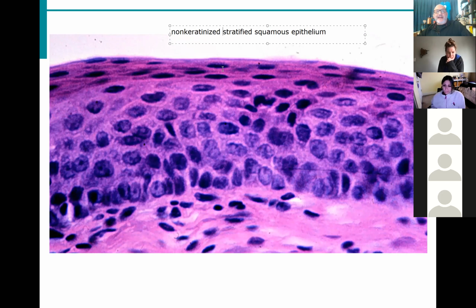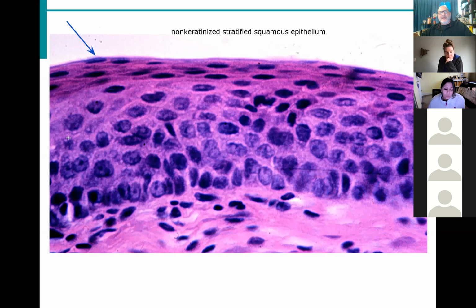Notice here we have flat cells on the top, but these flat cells on the top, exactly, Yulia's got it, are not dead. So you can either have keratin or you can have a nucleus. This one has a nucleus, so these are non-keratinized stratified squamous epithelial tissue. Identify the surface.